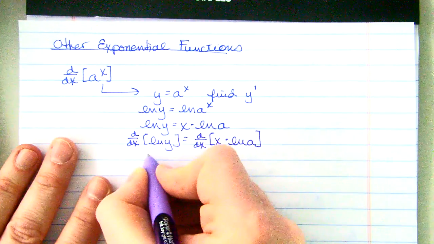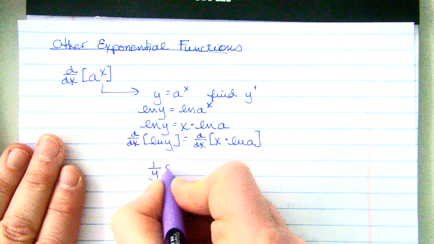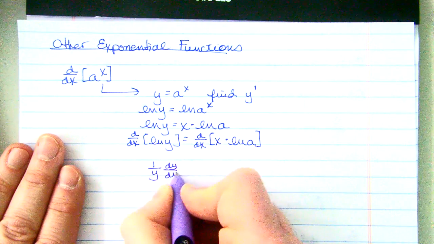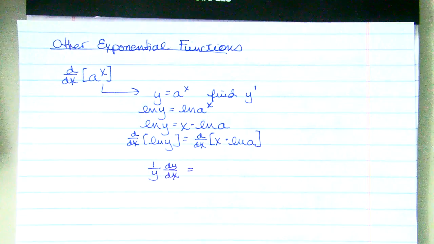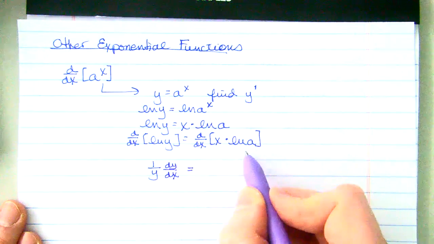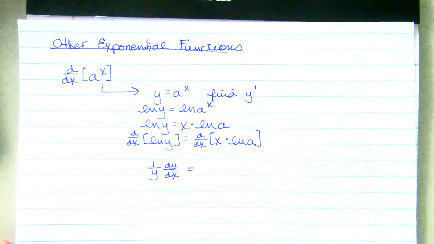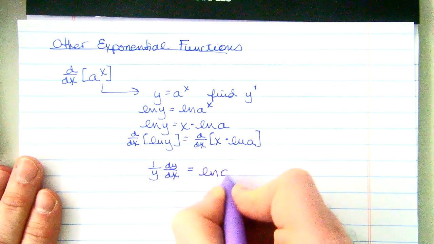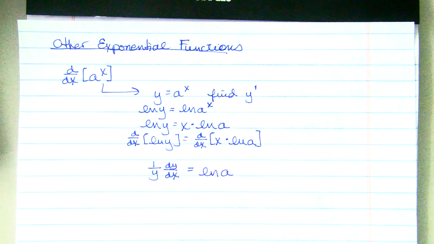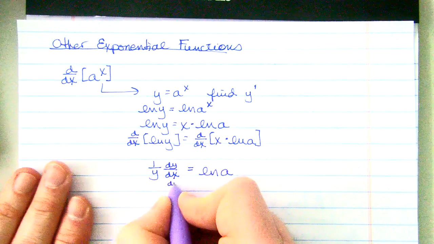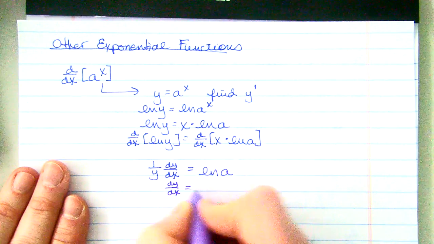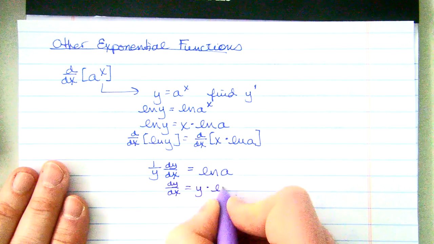Derivative of the natural log of y, we did that a couple times already. Today that's 1 over y dy dx. On the other side, that natural log of a is a constant. So really, you're doing the derivative of a constant times x. What's the derivative? The constant, which here is just the natural log of a. Okay, dy dx equals y times the natural log of a.